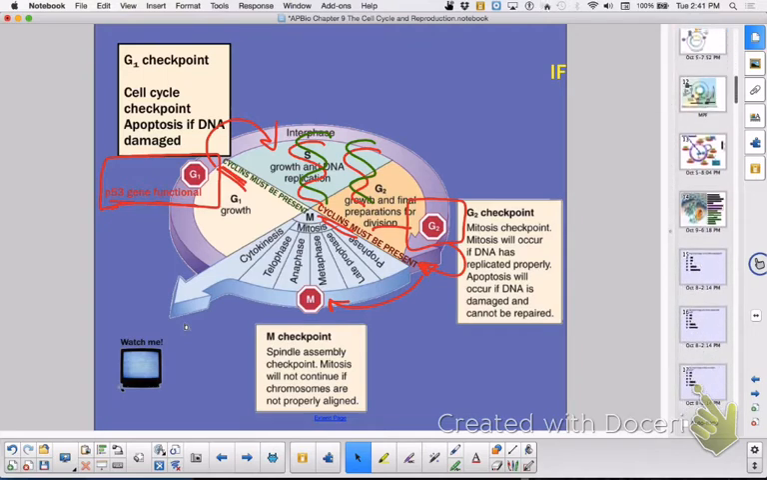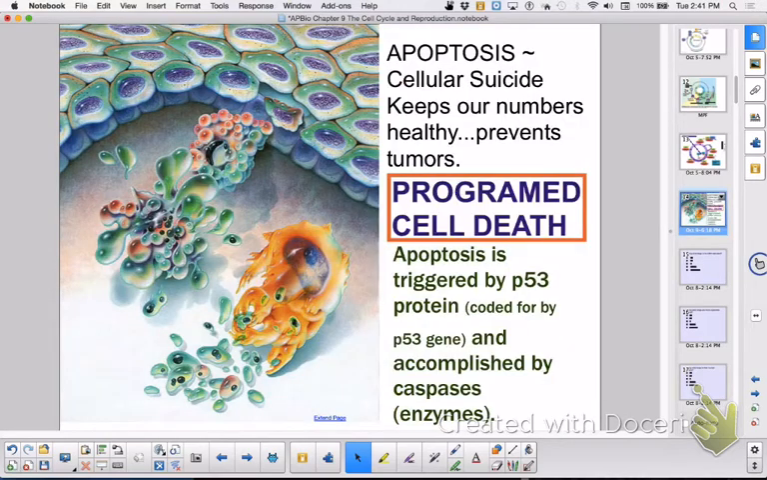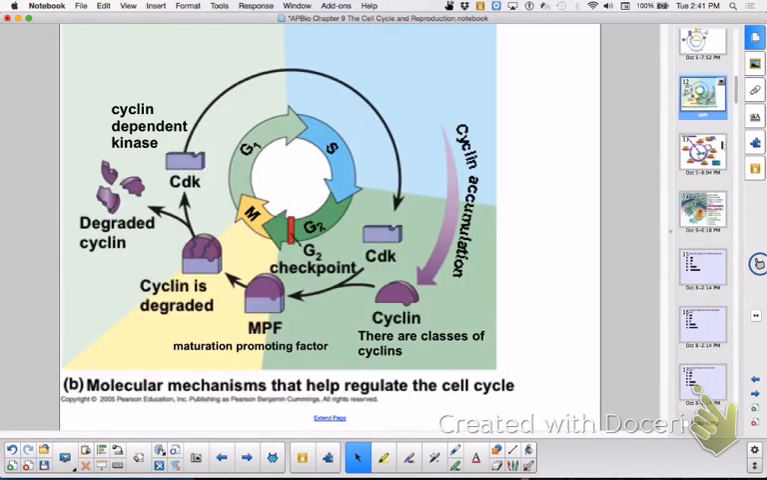All right? Okay. And then we talked about how apoptosis is a normal process of killing off cells that aren't functioning well. We also looked at an example here where we showed the cyclins building up in order to bind to CDK, in order to move it through the next step, and then those break down.